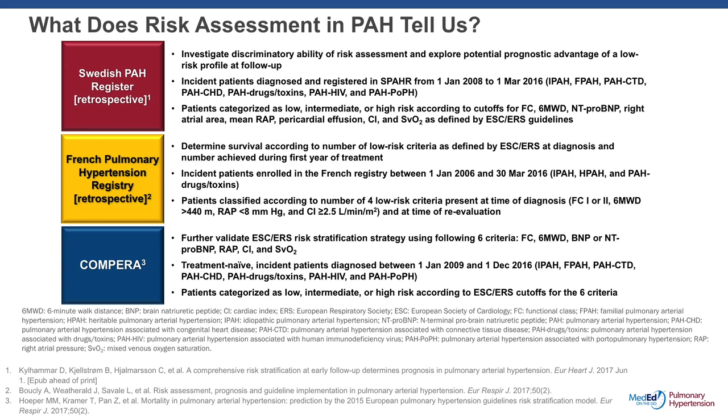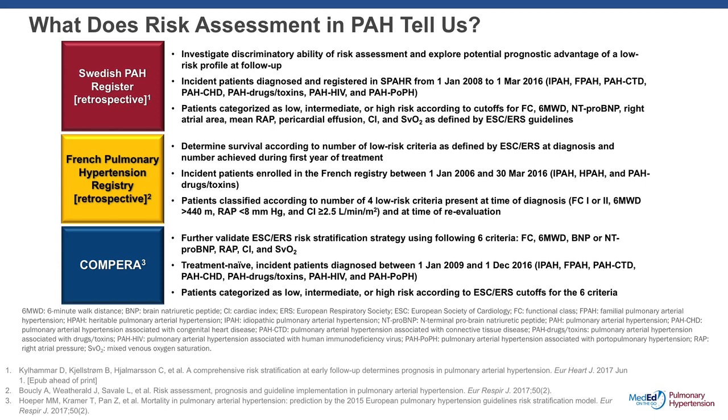And then the French registry did things a little bit different. They determined survival according to the number of low-risk criteria achieved during their first year of treatment. And these were incident patients that were enrolled in the French registry between January 1st, 2006 and March 30th, 2006. They limited their population to idiopathic, heritable, and PAH associated with drugs and toxins. So they did not include the CTDs, the portals, the HIVs, and the like.